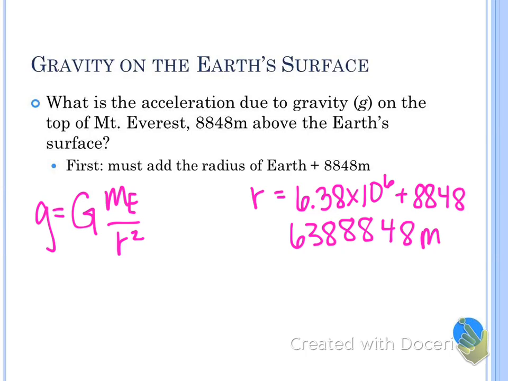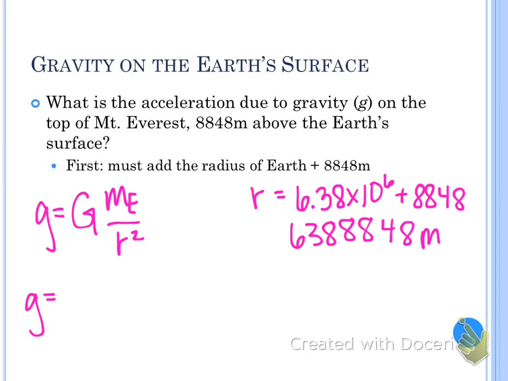So do you think this would be a good idea to round it back to 6.38 times 10 to the 6th? No, right? That's going to give us the value on the surface of the Earth. So when you have this small distance, you have to be as exact as you can because we want to see the difference in the acceleration due to gravity. And it's not going to be a whole lot, right? You don't see things floating on the top of Mount Everest. You're still held to the ground, but there's going to be a slight difference.